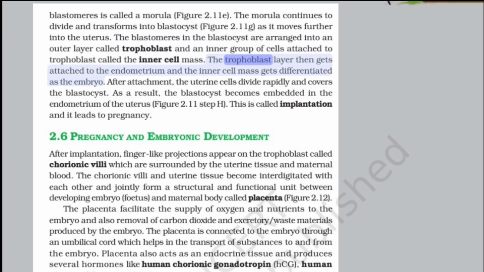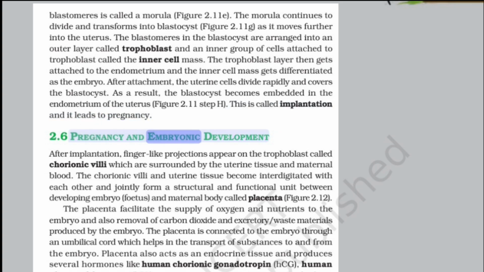The trophoblast layer then gets attached to the endometrium, and the inner cell mass gets differentiated as the embryo. After attachment, the uterine cells divide rapidly and cover the blastocyst. As a result, the blastocyst becomes embedded in the endometrium of the uterus. This is called implantation, and it leads to pregnancy.